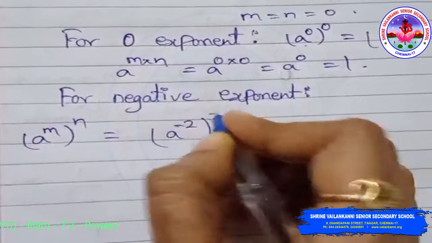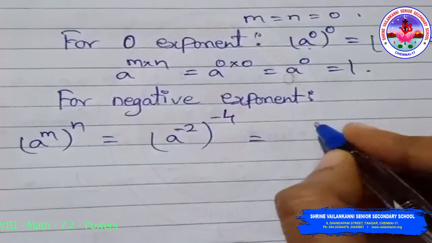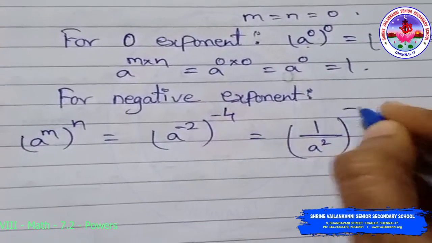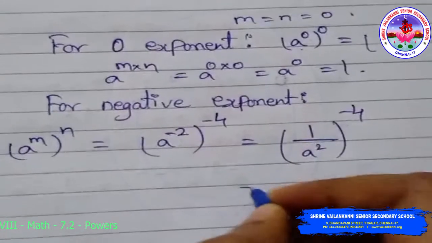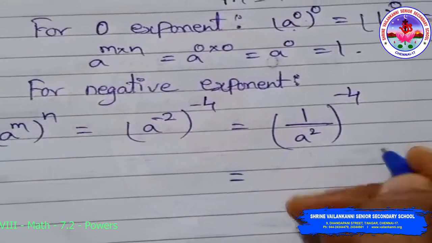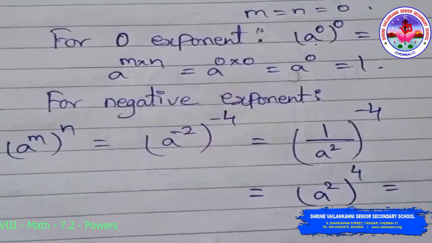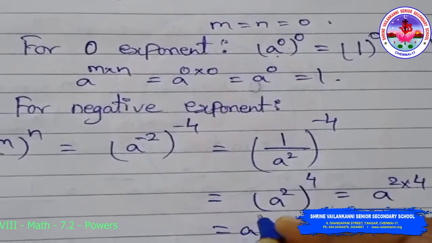negative 2 whole power negative 4 is equal to a power negative 2, the value is 1 by a power 2 whole power negative 4. So, here the value is a power 2 whole power 4 is equal to a power 2 into 4, which is equal to a power 8.